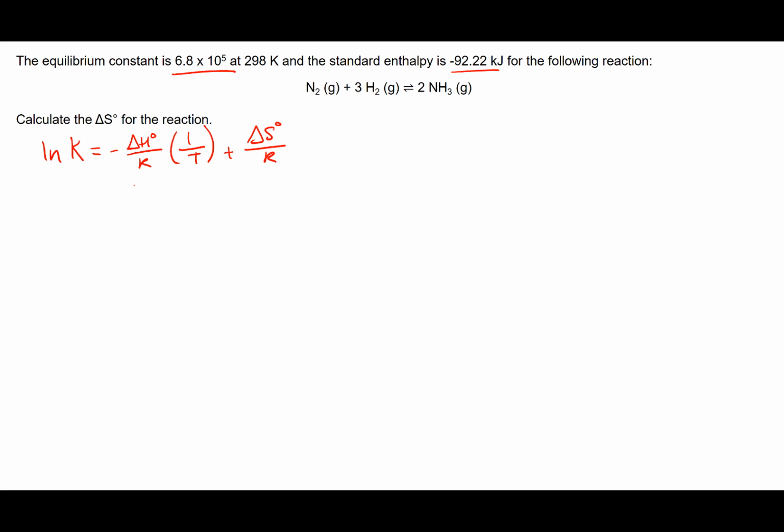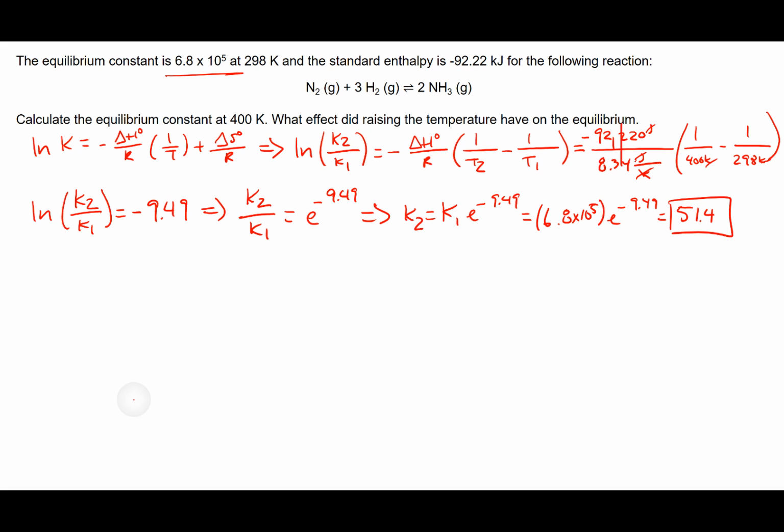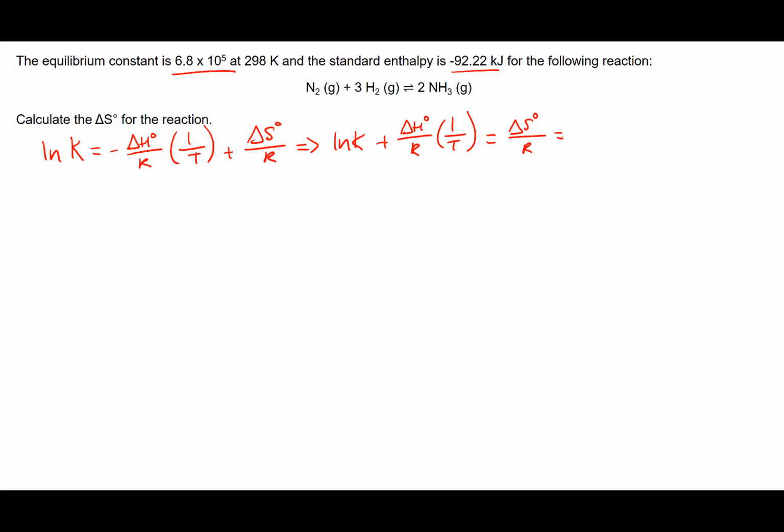So if we take this and rearrange this equation, what we get is the natural log of K plus delta H naught over R times 1 over T is equal to delta S naught over R. And then what we can do now is just simply multiply both sides by R. So what we get is R times the natural log of K plus delta H naught over T is equal to delta S naught, right? So that's the equation. All we have to do now is just simply plug in the values that we have.